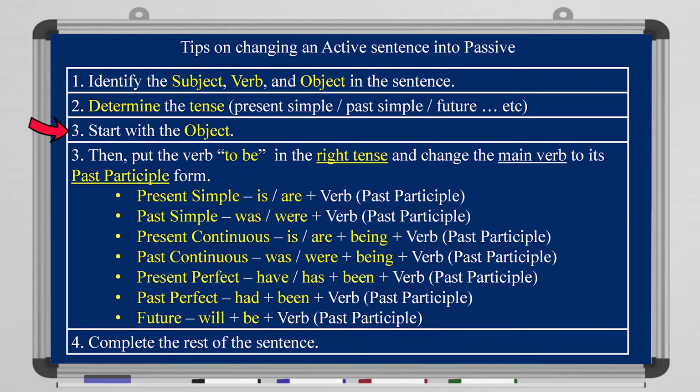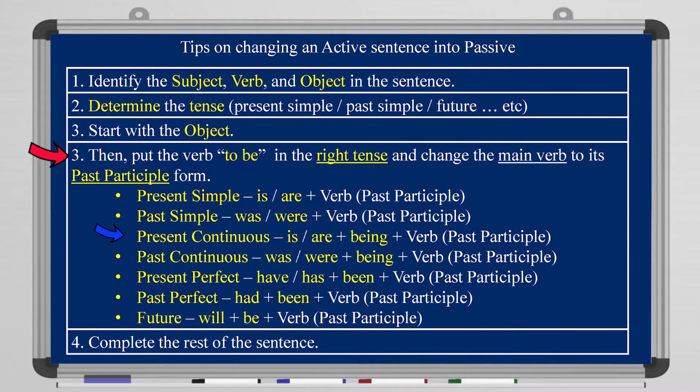First we put the object. Okay? After that we put the correct form of verb to be. This form changes according to the tense. Okay? You're going to look at it now. Then after verb to be, we put the past participle of the verb. Okay? So the main verb is turned into a past participle. So with the present simple, first, the verb to be is or are. And then comes the verb in the past participle. For the past simple, it is was or were. And then comes the verb in the past participle.